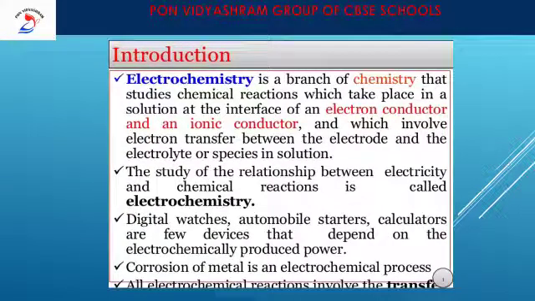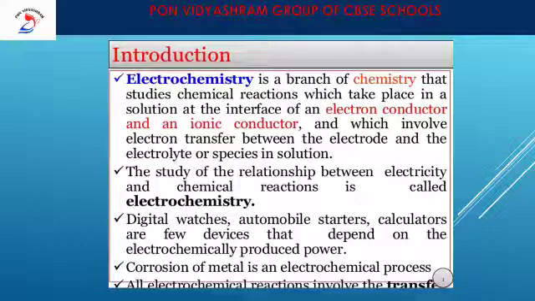Let us understand what is electrochemistry. Electrochemistry: electro plus chemistry, electricity plus chemistry. Electrochemistry is a branch of chemistry that deals with the relationship between chemical reaction and electricity. The definition of electrochemistry is the study of production of electricity from energy released during spontaneous chemical reaction and the use of electrical energy to bring about non-spontaneous chemical reaction.